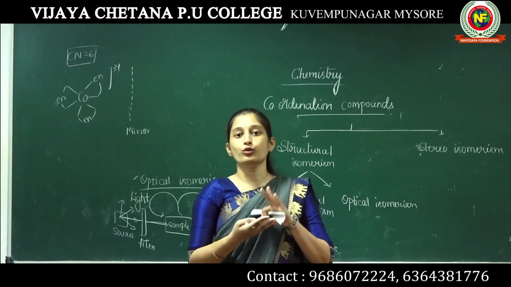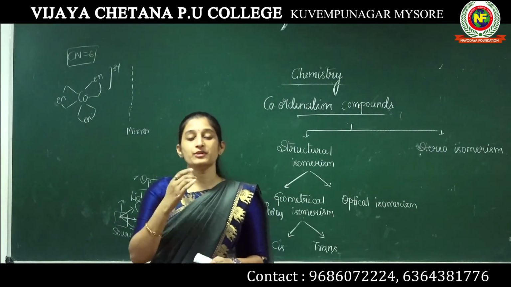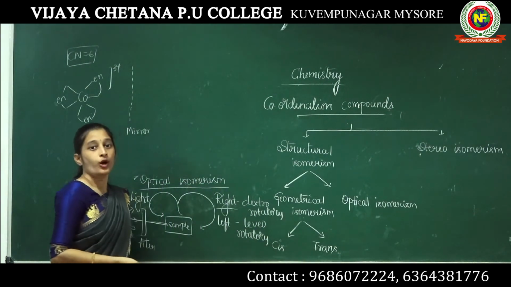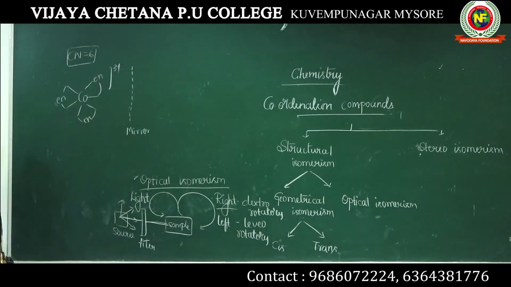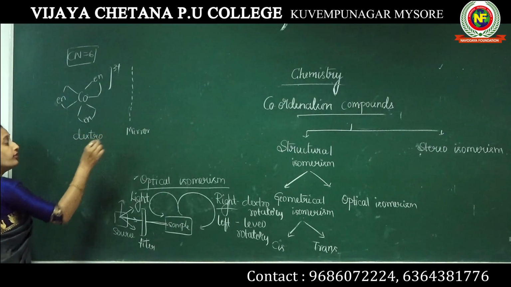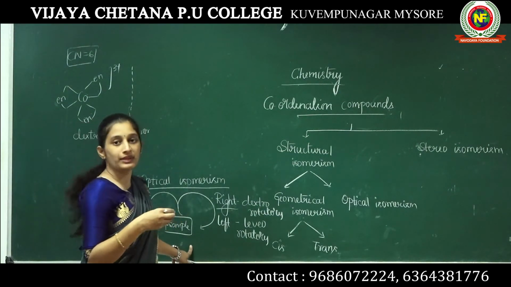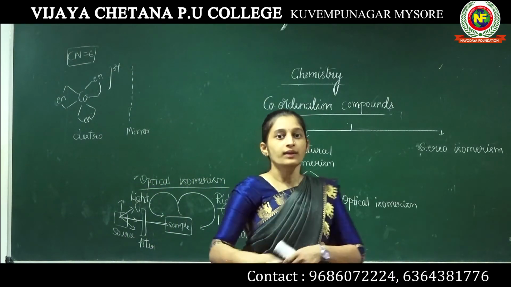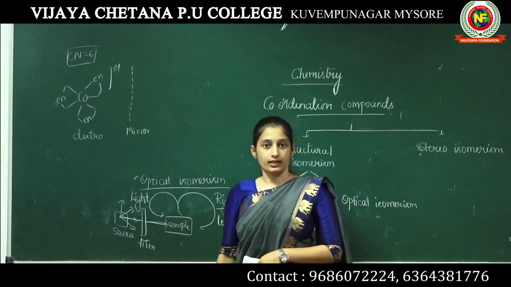Coordination number 4 and coordination number 6 is very good for geometrical isomerism, especially cis and trans, but not optical isomerism. Optical isomerism is only favored for coordination number 6. Here, for example, this is dextro. How do I come to know it's dextrorotatory? Through experiment. Once I conduct the experiment, I come to know this one is dextrorotatory. Then what about the levorotatory?